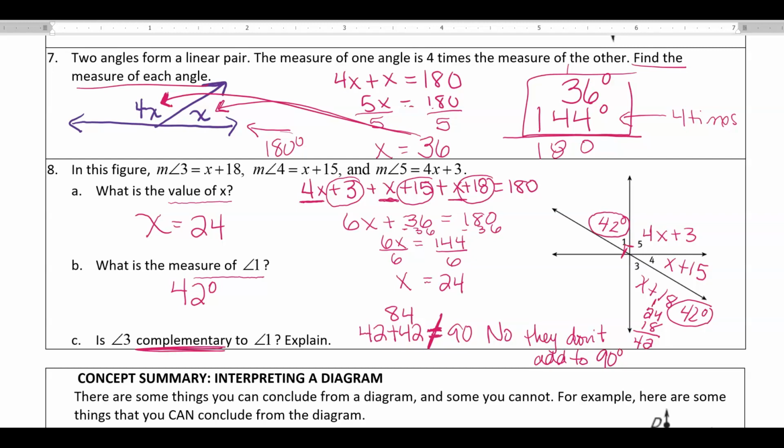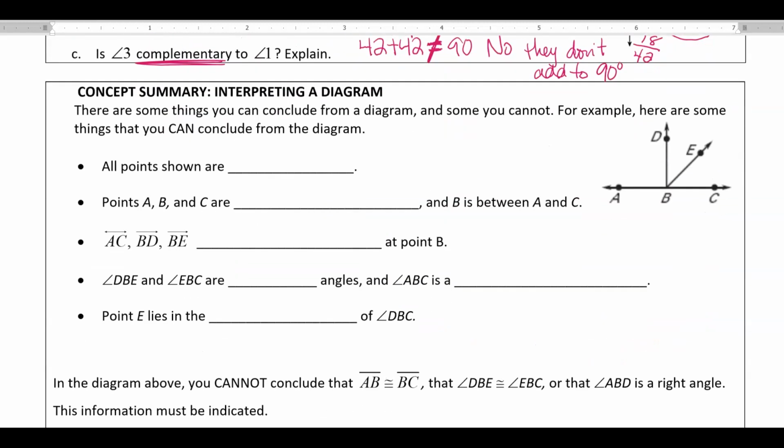Now, if you'll notice, all of those problems that we have now completed all go back to knowing your vocabulary. So your vocabulary is very important in this lesson. Also in this lesson is what you can and can't assume about a diagram. So this last thing is a concept summary, interpreting a diagram, and this is always true. It says there are some things that you can conclude from a diagram, and some you cannot. So for example, here are some things that you can conclude from this diagram.